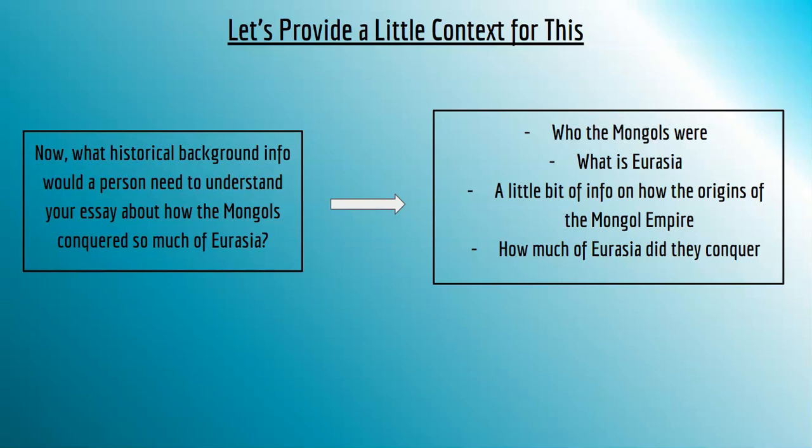Because we're always pretending we're writing to somebody who has no clue at all about what we're talking about. So if we could tell them, hey, by the way, here's who the Mongols are, here's what they conquered, here's how they became an empire, that would at least give them enough information to be able to read your essay and not have a ton of questions as they're reading it. So when you write your historical context, just keep that in mind. It's just enough background information, 3 to 4 sentences, that's going to help the reader understand what's going on in your essay.